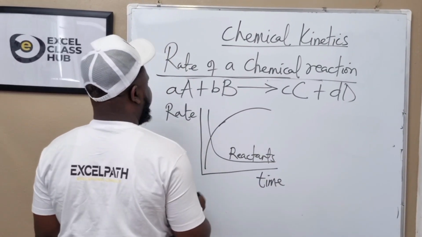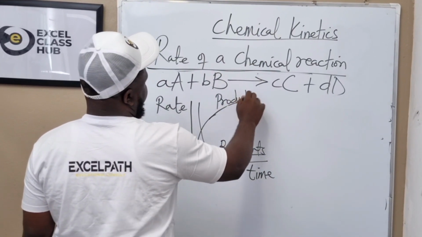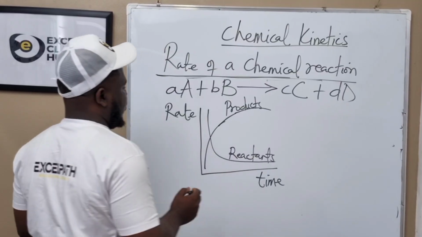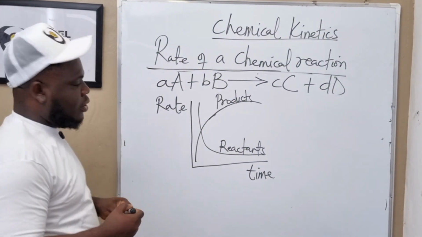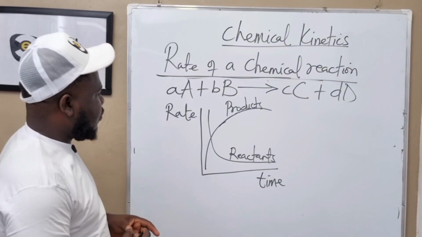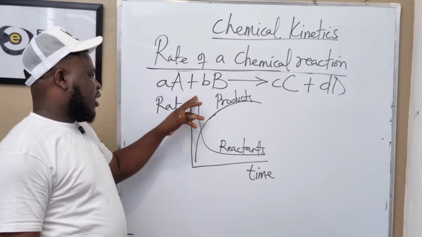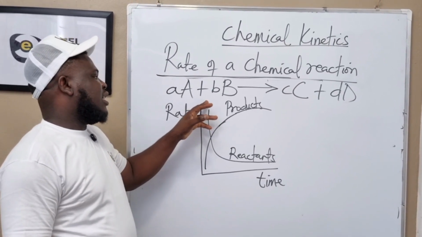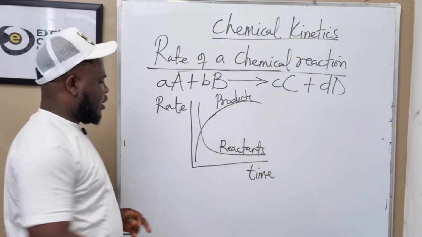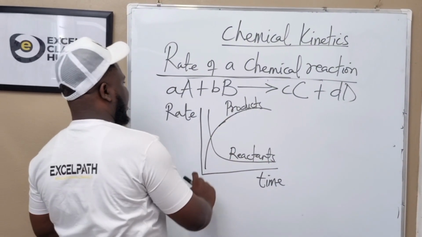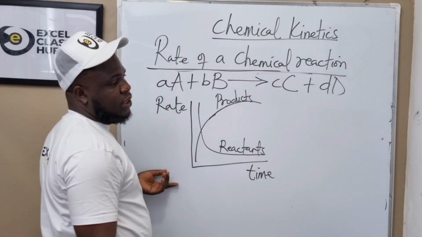We can call this place the curve of reactants, while we can call this place the curve of products. So this curve you are seeing here is emphasizing the fact that the rate of reaction of reactant actually decreases with time. Then this particular curve is emphasizing the fact that the rate of reaction of products increases with time.